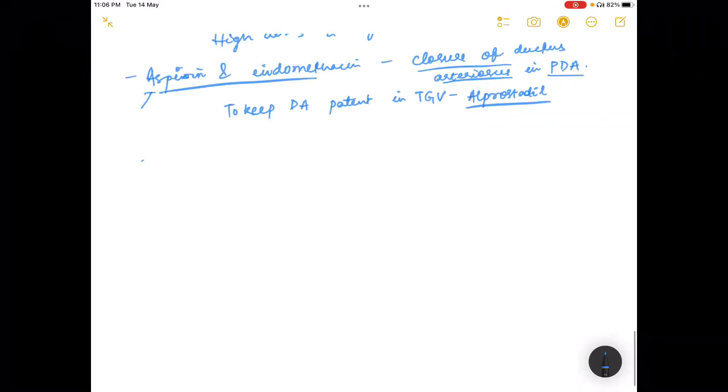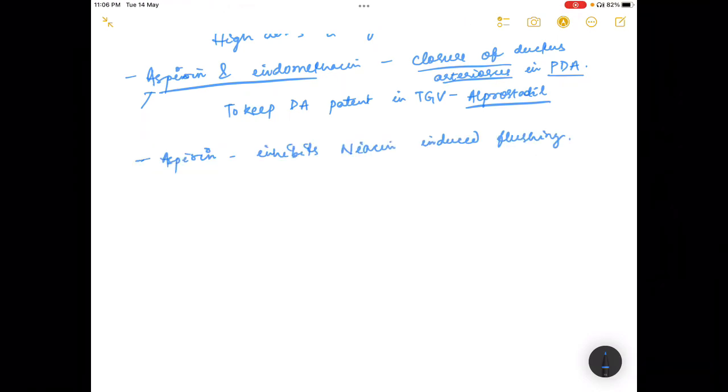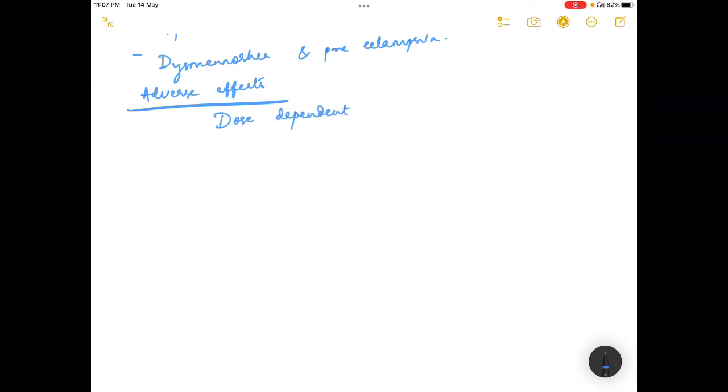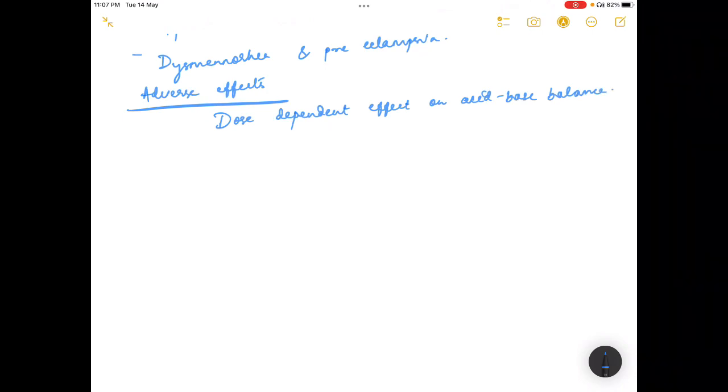Also, aspirin is used to inhibit niacin-induced flushing. It is also useful in dysmenorrhea and preeclampsia. Now coming to the adverse effects of aspirin. The adverse effect is it can produce dose-dependent effect on acid-base balance. So initially what happens is when there is toxicity of salicylates, there is respiratory alkalosis.